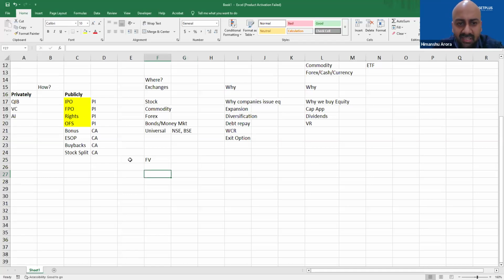Perfect. So I hope we have answered all these questions. Let me take a test here. In bonus, the face value is not divided. In split, it is. That's an important question.